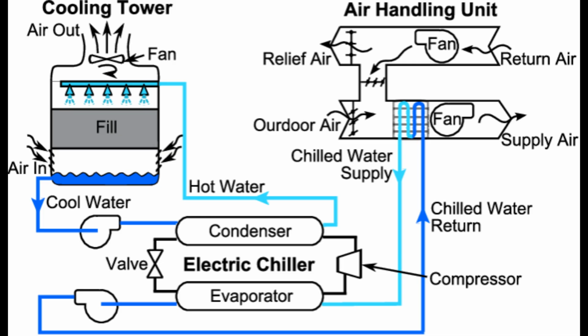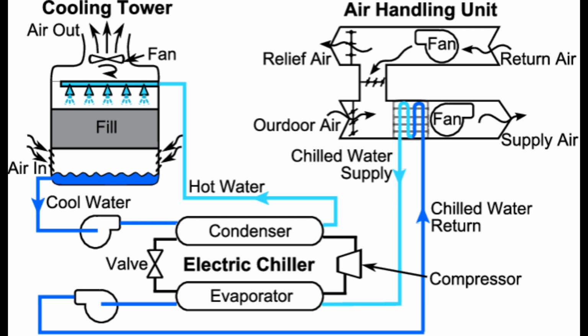3. Air handling unit, AHU. Chilled water supply. The cold water from the chiller's evaporator is pumped to the AHU. Coil with fan. Inside the AHU, the chilled water flows through a coil. A fan draws in a mixture of outdoor air and return air from the conditioned space. Supply air. As the air passes over the cold coil, it is cooled and dehumidified.